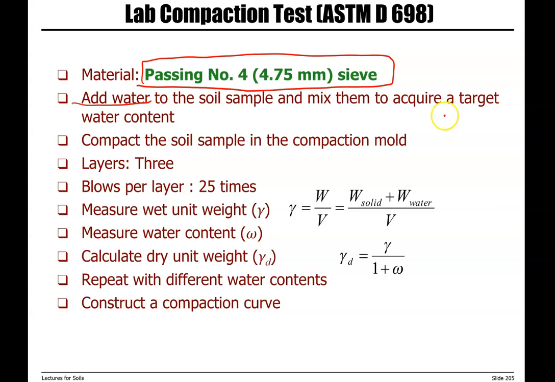So we usually start with a dry sample. Then we add around 5% water. Based on the dry weight, we can calculate weight of water to have 5% moisture content. Then we compact our soil in the mold using the hammer that we have in 3 layers and 25 number of drops per layer.